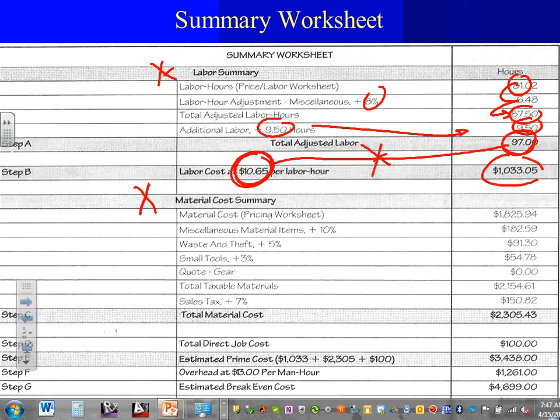Your material, guys, do the same thing. All the takeoff that you did, Adam, from the Excel sheet that you have, they're going to be in this sheet. And everybody knows that you guys have an Excel sheet that's exactly the same. So it pulls all the material there. Then we adjust the material for theft and miscellaneous and small tools and what's not. All these guys are adjustments.